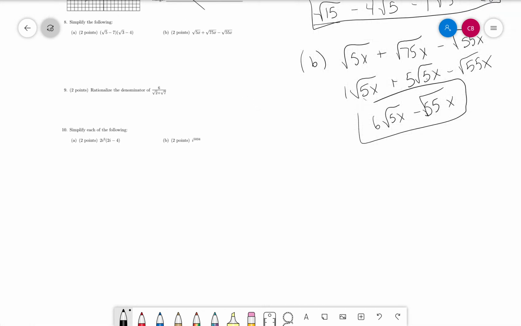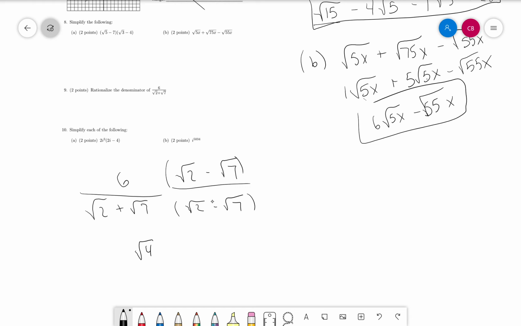The next one, we need to use a conjugate. So we have 6 square root 2 plus square root 7 over square root 2 minus square root 7. So this is square root 2 minus square root 7 over square root 2 minus square root 7. Notice that what we're technically doing is multiplying by 1, even though it's not 1 exactly. It's 1 because if we cancel these, it's still 1. Okay? So let's FOIL this out. This is going to be square root of 2 times square root of 2. This is square root of 4. Square root of 2 times negative square root of 7 is negative square root of 14.